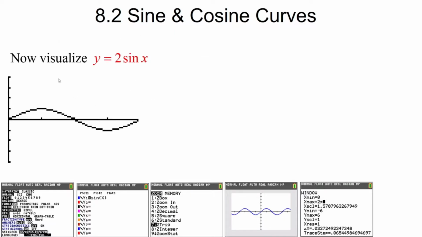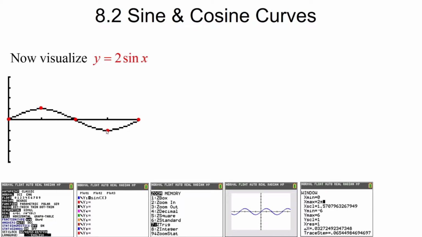All right, now let's visualize y equals 2 times sine of x. What do you think the scalar multiplier of 2 is going to do to this function right here? The easiest way to picture that would be to picture some key points on this first period of sine of x right here. I chose the points that are my zeros, which is 0, pi, and 2 pi, and then the max and the min.